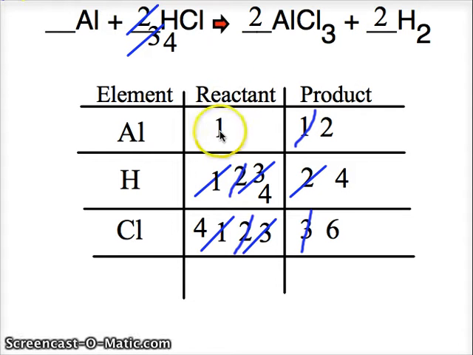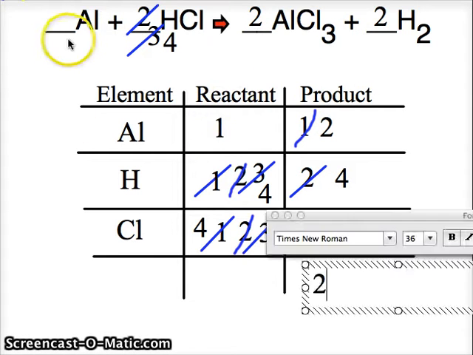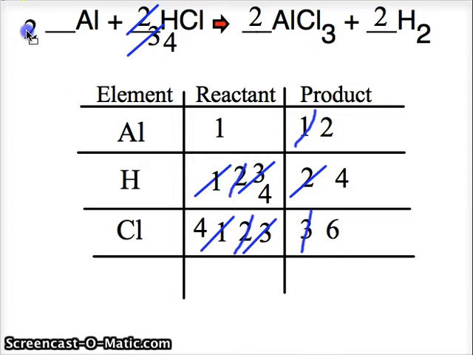Now I have to go change my reactant for aluminum. I have to put a 2 right here. That changes this to be a 2. So now my 2 aluminum, 4 hydrogen, 4 chlorine, and 6 chlorine. I need more reactant of chlorine. So I'm going to bump this off, and I'm going to turn that 4 into a 6.